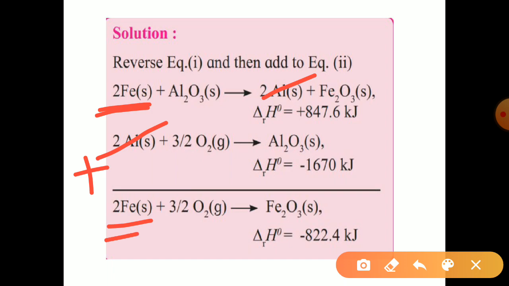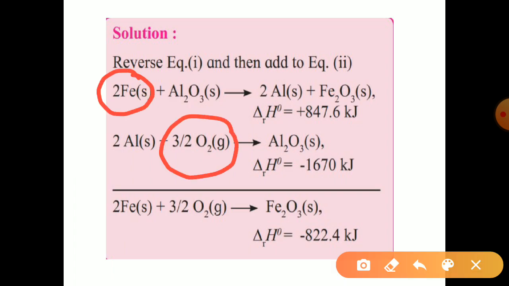Then one more thing gets cancelled here: Al2O3 and Al2O3. 1 mole is there, and that too in the solid state. So these species are on opposite sides, so they get cancelled. Now what is left on the left hand side is 2Fe and 3/2 O2 in the gaseous state.